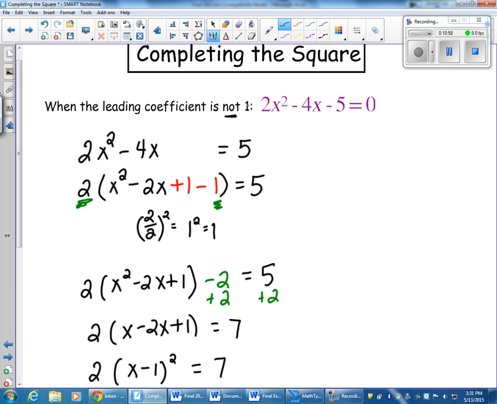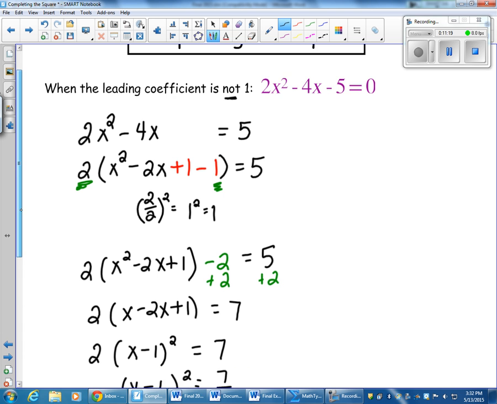Okay? So move the constant term. Factor out the leading coefficient. Take your b term, divide it by 2, square it, get your answer, add it, subtract it. Move the subtraction term outside of the parentheses. Finish doing the algebra to solve.